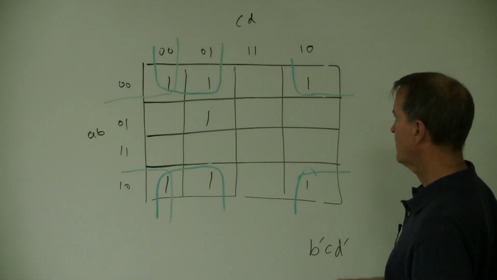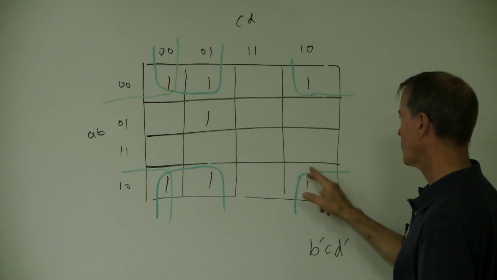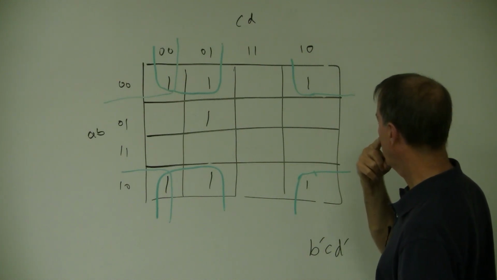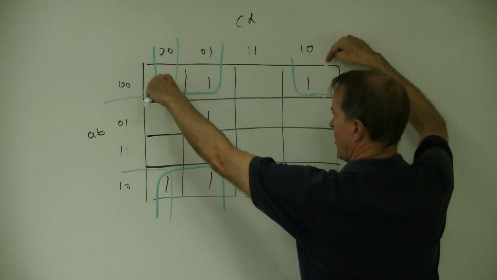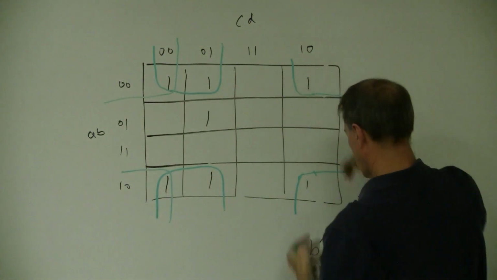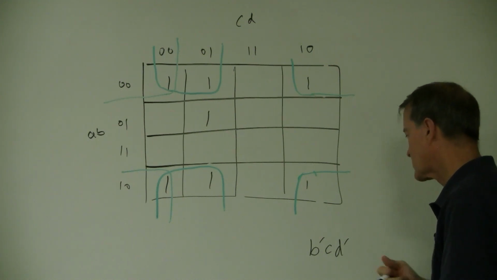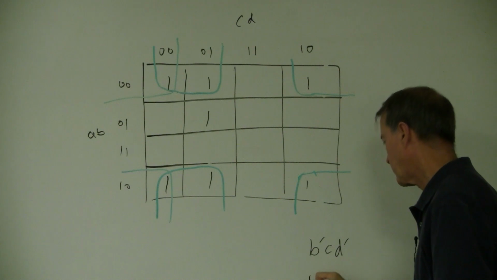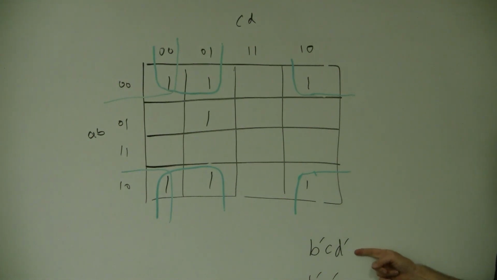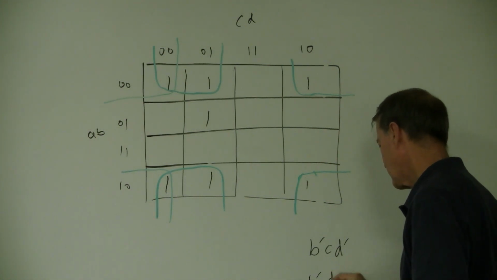No, I mean C prime D. No. What are the four corners? B prime D prime. Yes, D prime is this, and B prime is this. So it's B prime D prime. So now instead of being B prime C D prime, it's B prime C prime. And this is a what? No, D prime. Oh, sorry. B prime. Yeah, right. It's a 3 input and now it's a 2 input.